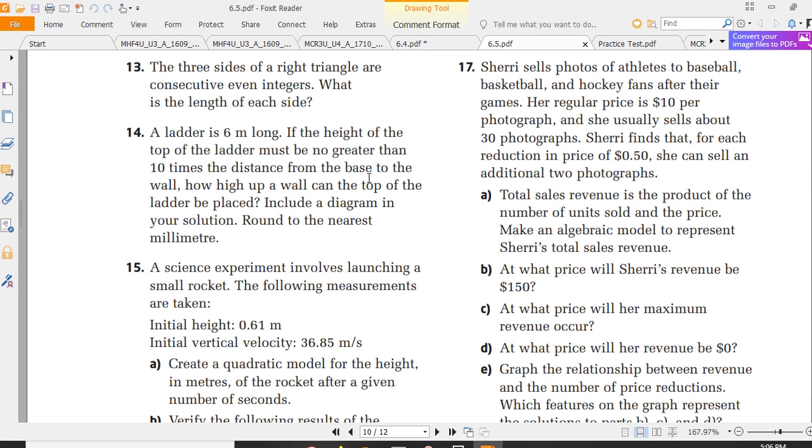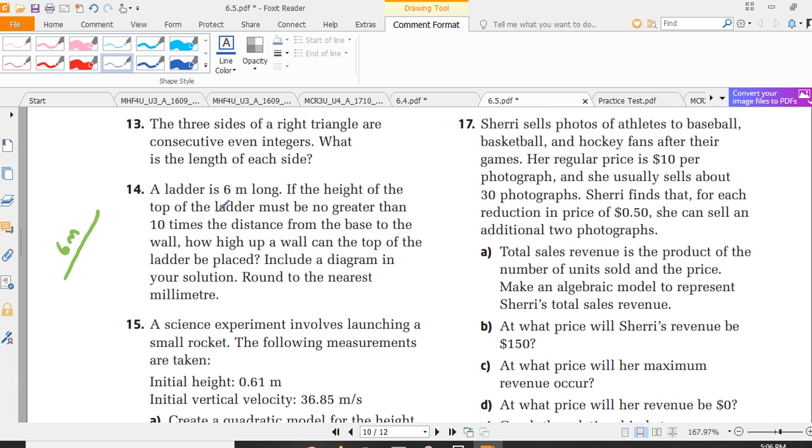Question 14. A ladder is 6 meters long. I haven't read the question yet. I'm just going to get my pencil ready. I'm assuming we'll need to draw a picture. Ladder is 6 meters long. Okay, so 6 meters.